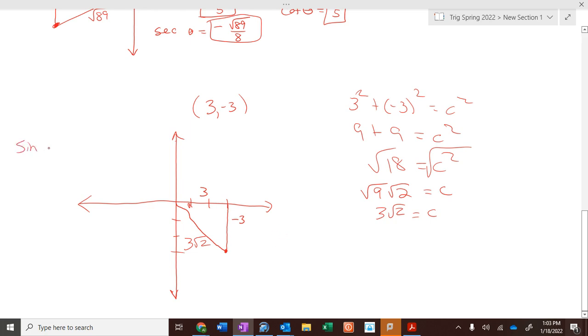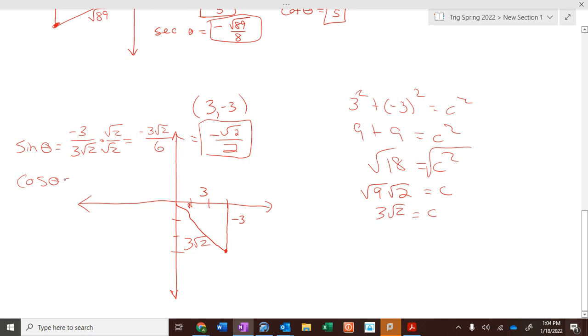Sine of theta. What over what? -3 over 3 square root of 2. Can we leave square root of 2 on the bottom? No, we multiply down bottom by square root of 2. So we get -3 square root of 2 over, what's square root of 2 times square root of 2? 2 times 3 is 6. So that breaks down. 3 over 6 is negative square root of 2 over 2.